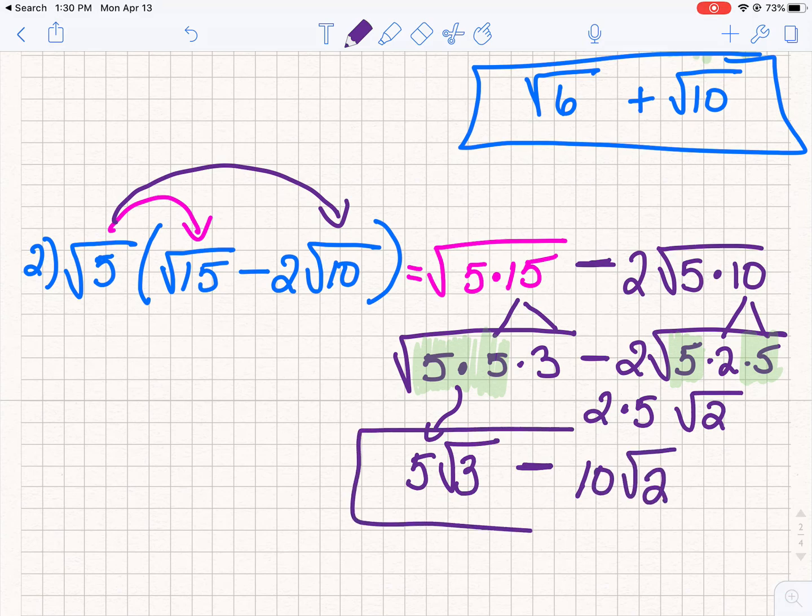Again, these two can't go together because the root 2 and the root 3 are two different types of radicals, and so we cannot put them together. So that's my final answer.